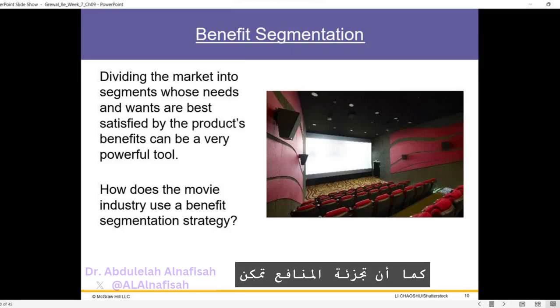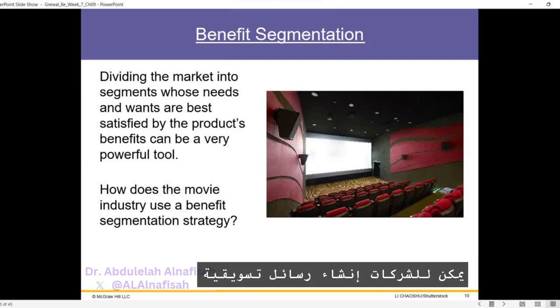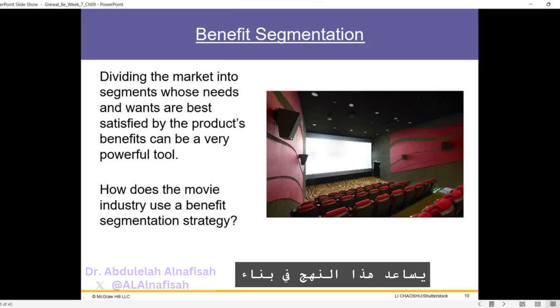Benefit segmentation also enables companies to communicate the value proposition of their products more effectively. By highlighting the specific benefits that resonate with each segment, companies can create compelling marketing messages that appeal to the targeted audience. This approach helps in building stronger connections with consumers and establishing a competitive advantage in the market.